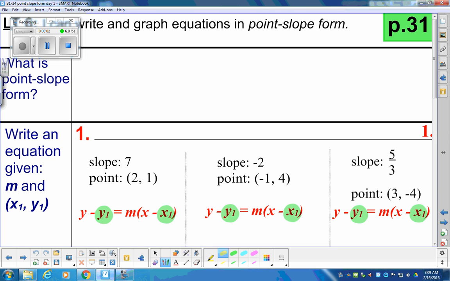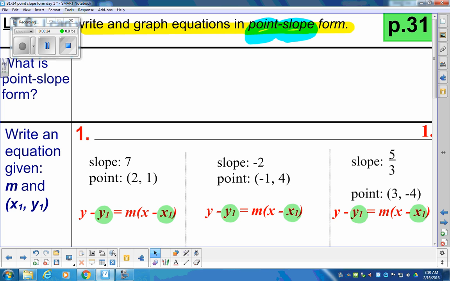Hey, eighth grade. So our learning target today is I can write and graph equations in point slope form. Some important things we're going to talk about today are actually the words point and slope. The word point and the word slope are going to become part of the formula. I know that sounds kind of crazy, but if you think of, well, I need a point and I need the slope to write this formula, that's exactly what's happening here.